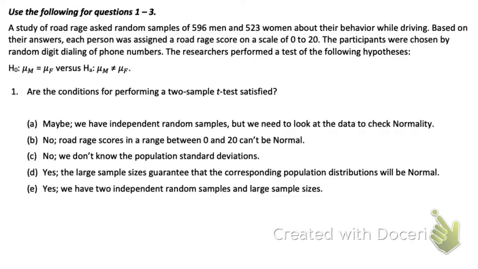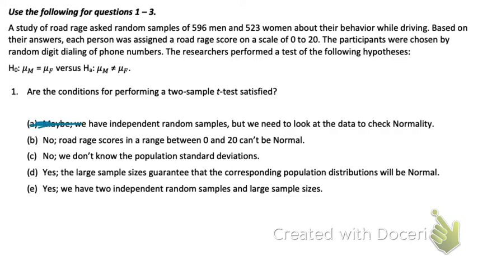Let's see. Random. Do we have random samples? Yes. Random samples of men, random samples of women. Got it. 10%. Do you think that 10 times 596 is less than the population of men? And do you think that 10 times 523 is less than the population of women? Probably fine. Population. Does it tell us the population shape? No, but is our sample size bigger than 30? Yes. So we're good. Are all of the conditions met? Yes. So we can mark off A, B, C.